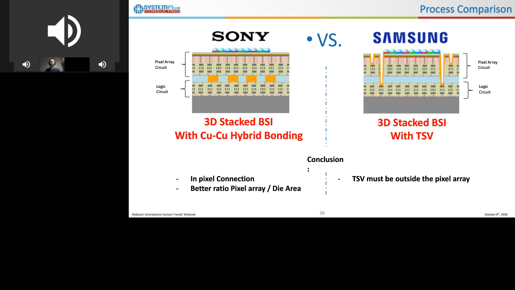Sony has used only copper-copper hybrid bonding for many years. This technology has the advantage of permitting connections directly under the pixel, and this allows a better ratio of pixel array per die area. For the Samsung process, they must make the connection with TSV outside the pixel array. So let's go to the next slide to illustrate this point.